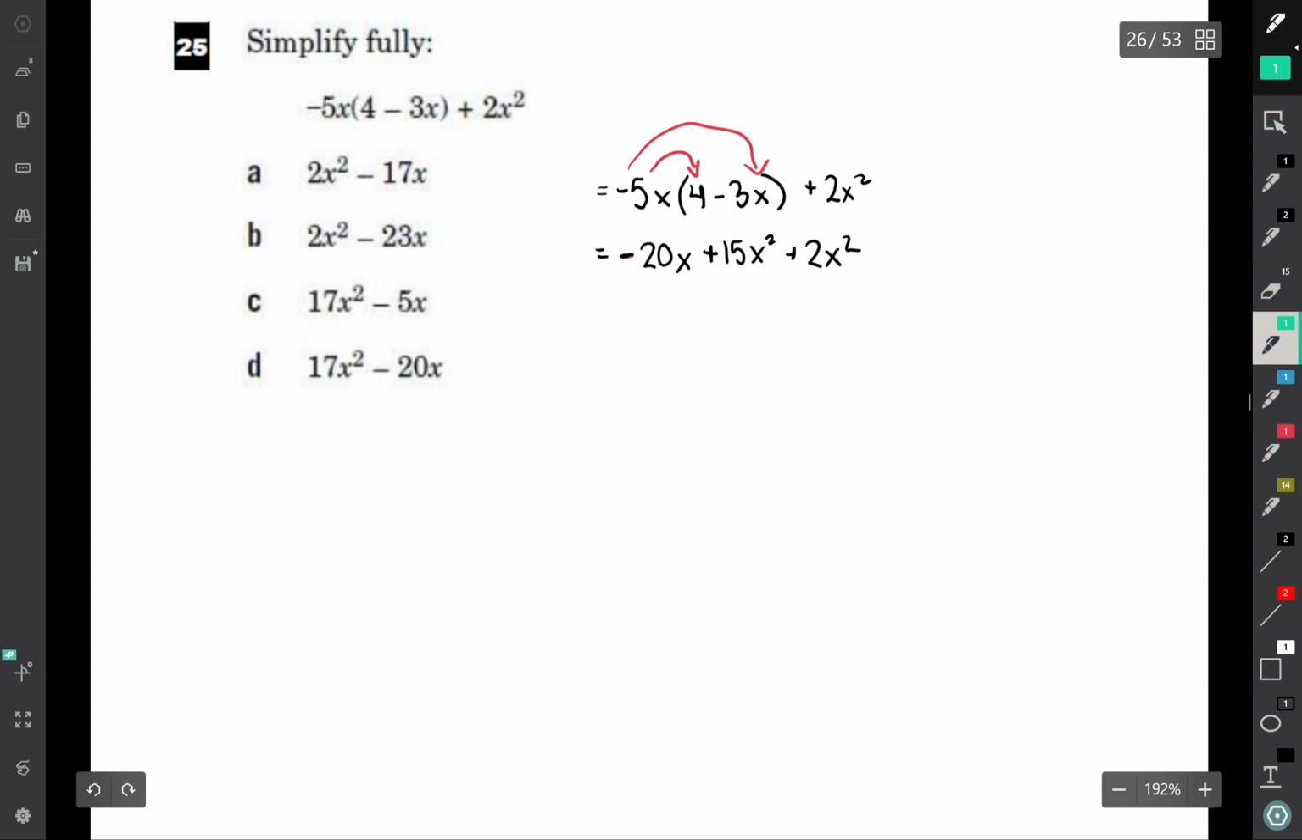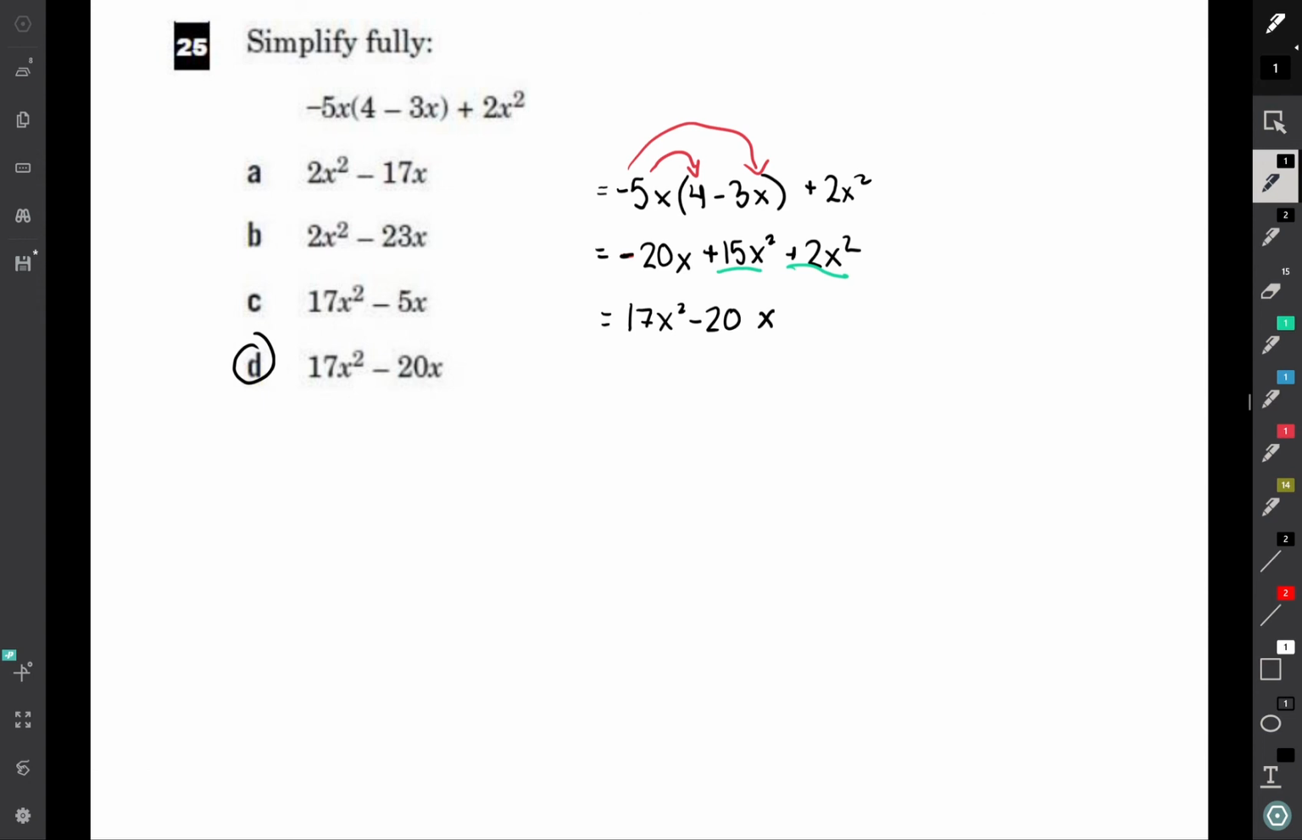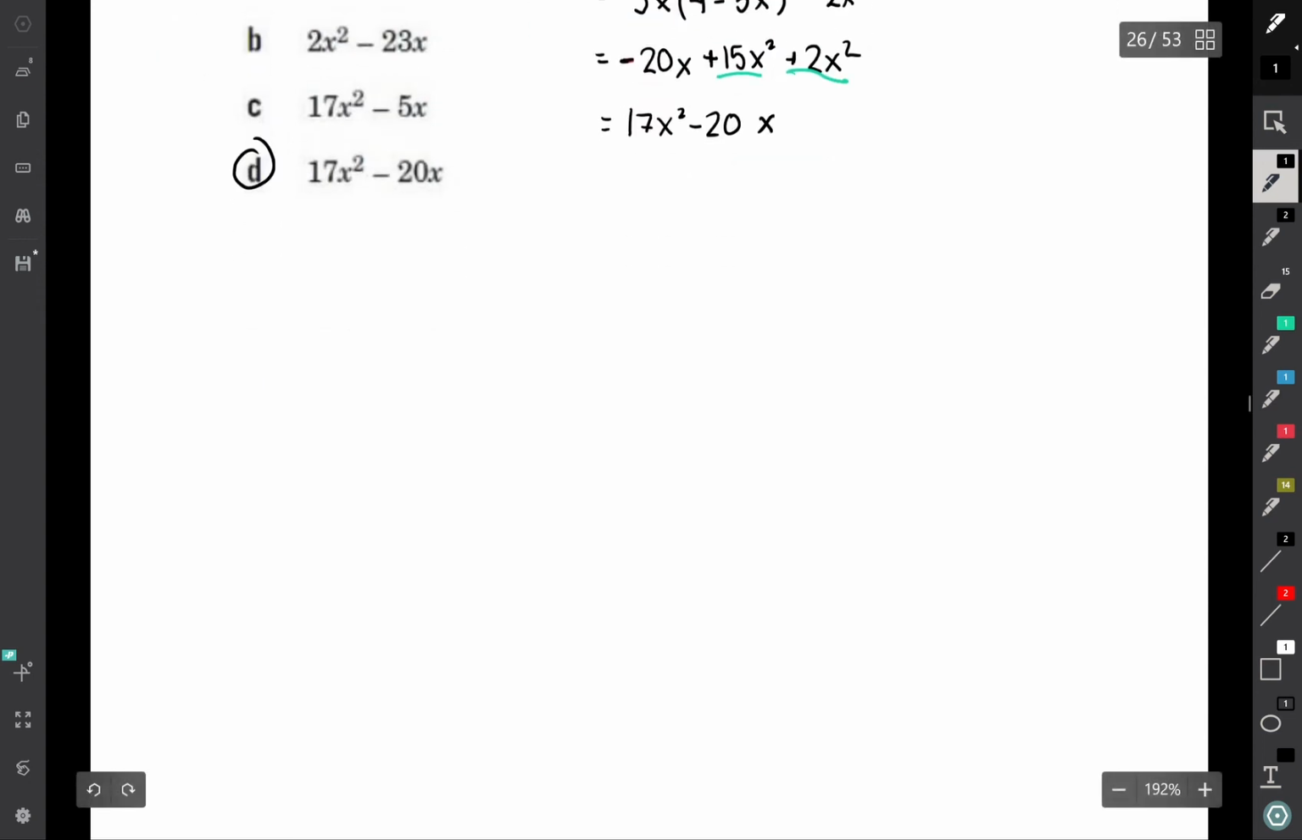So last thing we do is we just clean it up by combining the terms that are alike. We end up with 17x squared minus 20x. And that is letter D. Good.